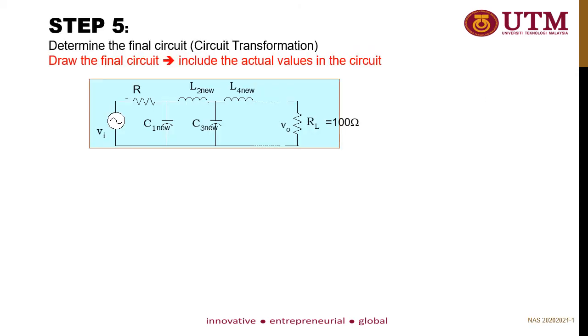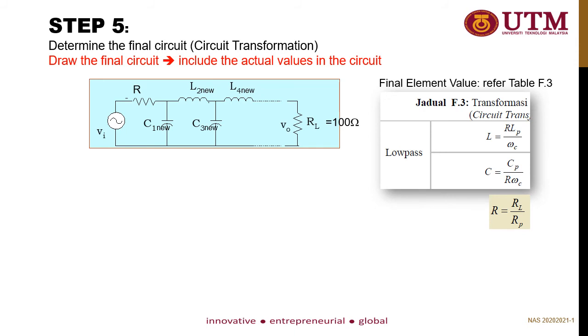Okay, lastly, the final step is to represent the final circuit using circuit transformation. So you'll be using the same sequence as the normalized circuit. However, you need to calculate the new values of your components. In order to get the new values, you need to refer to table F.3 circuit transformation. So this is low pass filter, as stated in the question.